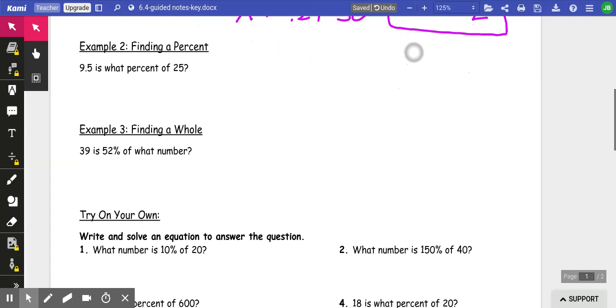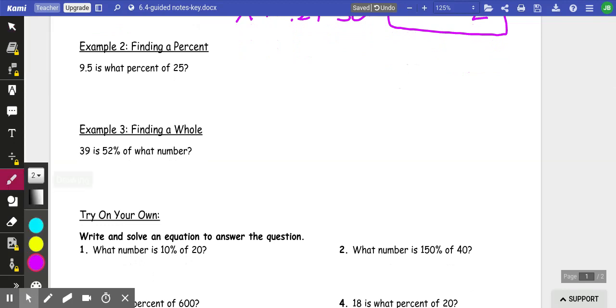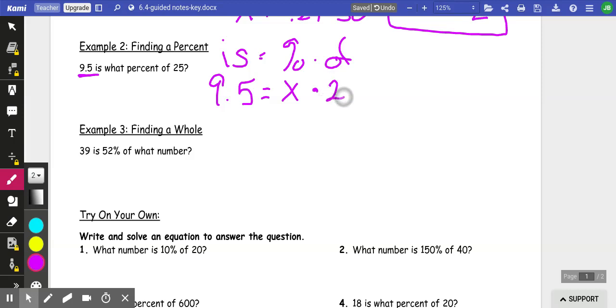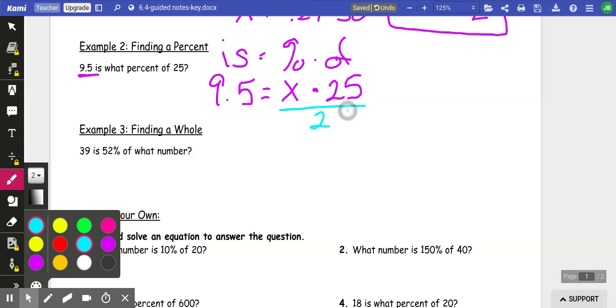Okay, so let's look at number 2. 9.5 is what percent of 25? So I have my "is." Remember, we have is equals percent times of, or part equals percent times whole. So we have 9.5 is what percent, which is my unknown, and then my "of" is 25. So in order to get the X all by itself, I'm going to divide by 25 on both sides. So I'm going to do 9.5 divided by 25. The right side cancels out, and that gives me X equals 0.38.